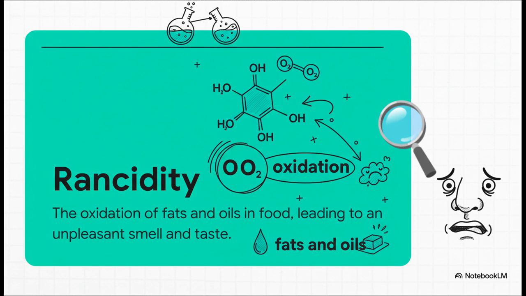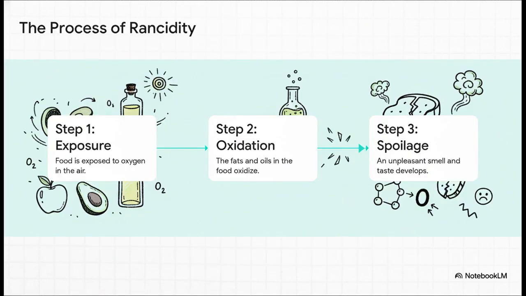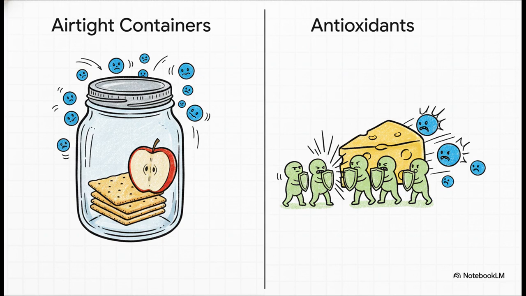The fats and oils in our food are actually reacting with the oxygen in the air. And it's a simple, pretty destructive chain of events. So, step one, food gets exposed to oxygen. Step two, those fats and oils oxidize. And step three, that chemical change creates new compounds that have that really unpleasant smell and taste. But now that we understand the chemistry, we can fight back. Airtight containers limit oxygen exposure. And those antioxidants you see on food labels are added to literally stop that oxidation process before it can even start. See, it's all just practical chemistry.